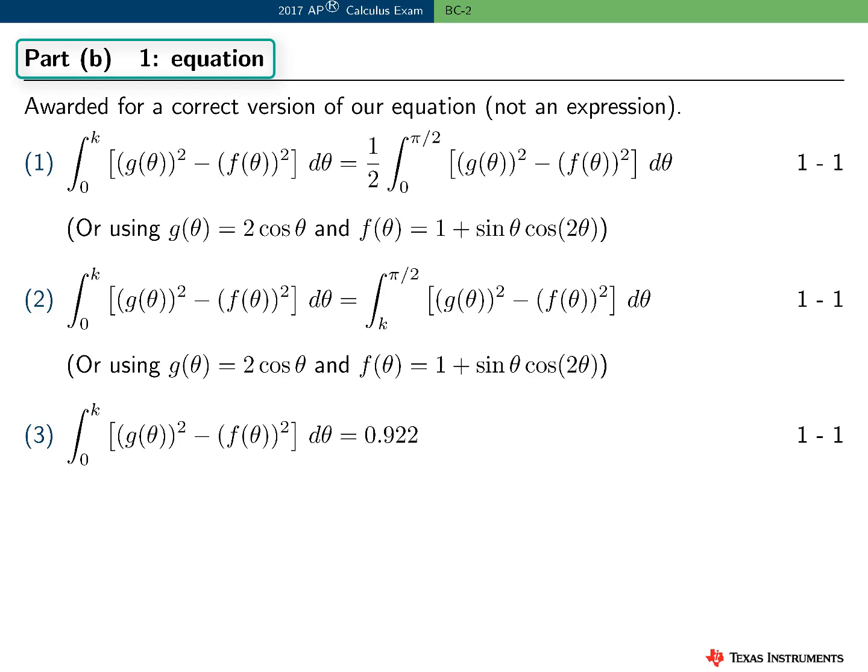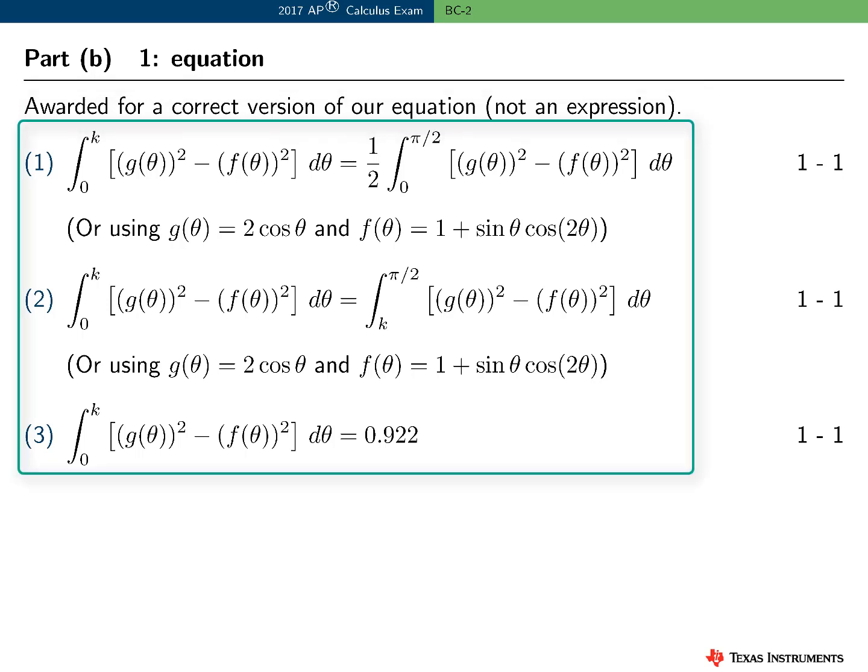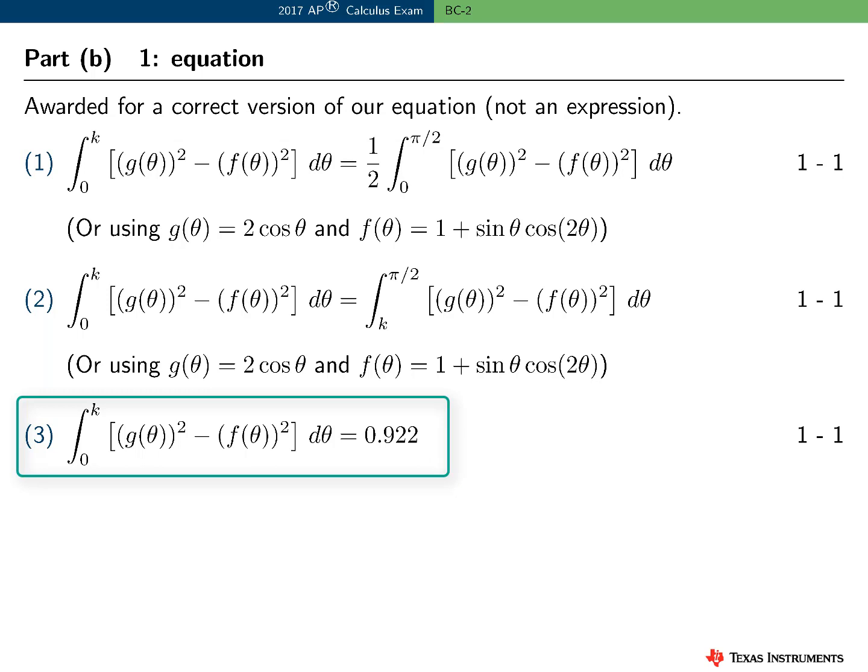The second point in Part B was for the correct equation. And this point was awarded for a correct version of our equation, and not for some vague expression. Here are some examples in which the student would earn both points. In the third example, 0.922 is half the area of the region S.